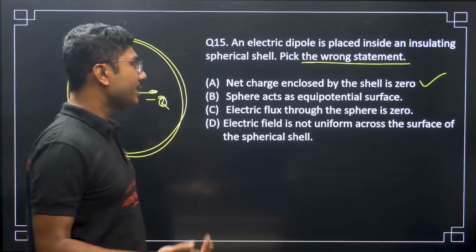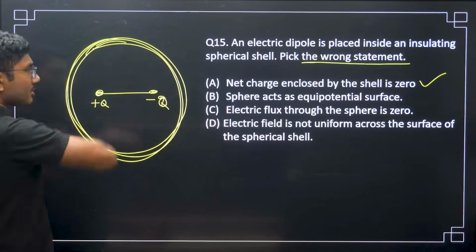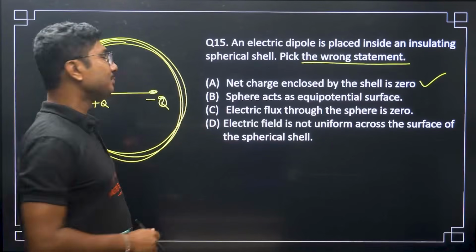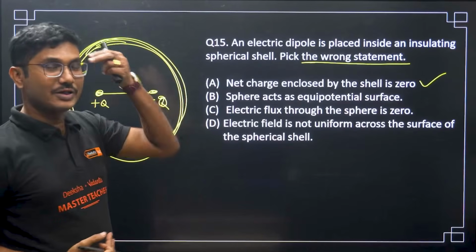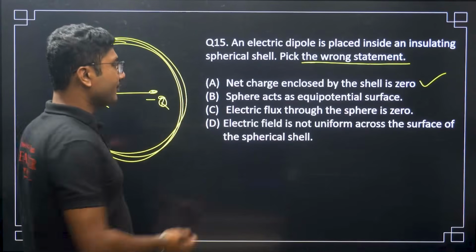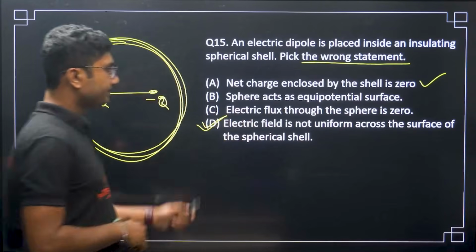Electric field is not uniform across the surface of the spherical shell. Actually, the electric field is uniform across the surface of the spherical shell, because the net charge enclosed by the surface is 0, that means the electric field will be uniform. So this is not a correct answer. So this is the wrong statement.